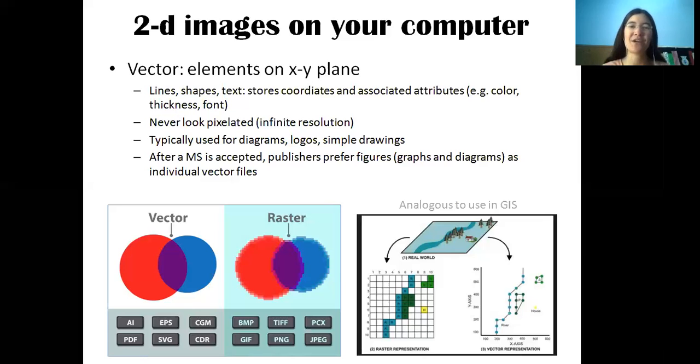So this makes them very popular for things like logos, which are going to look equally crisp whether they're on a business card or on a billboard. This is also what you want to use ideally for diagrams and simple drawings. And in the publication process, usually after your manuscript is accepted and the publisher is asking for the final files, they'll request them as vector images. So these are your graphs and your diagrams. And usually they'll want individual vector files.